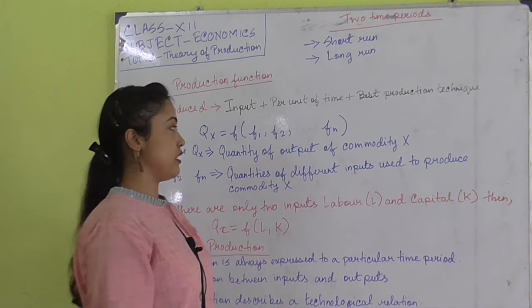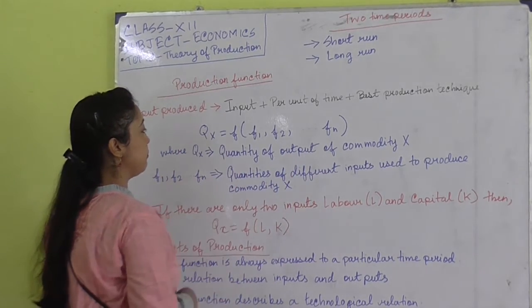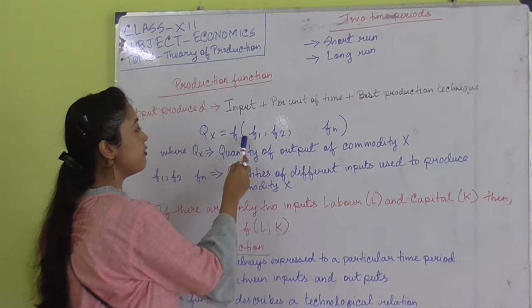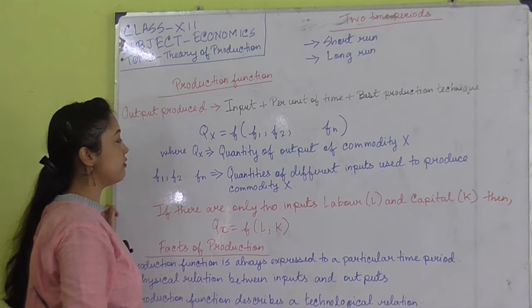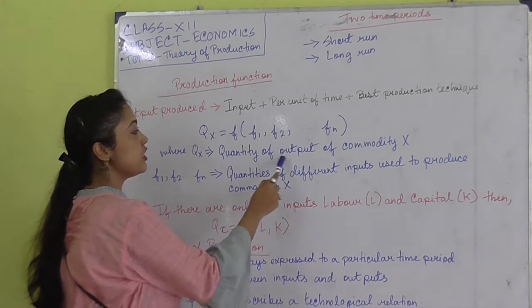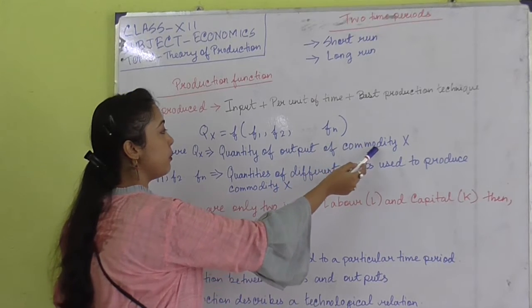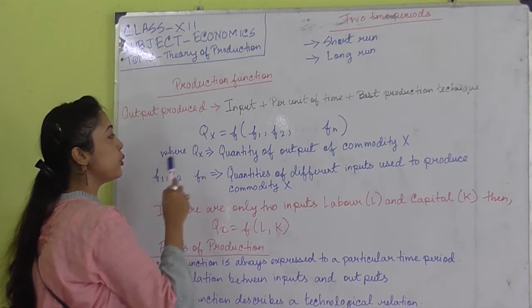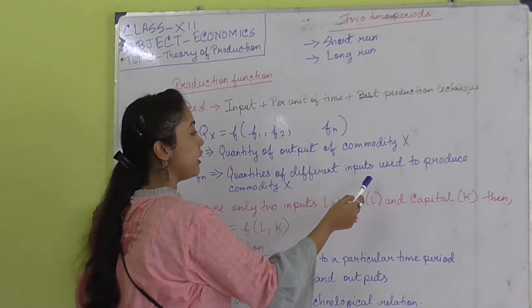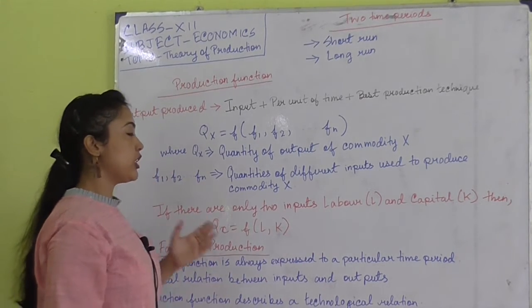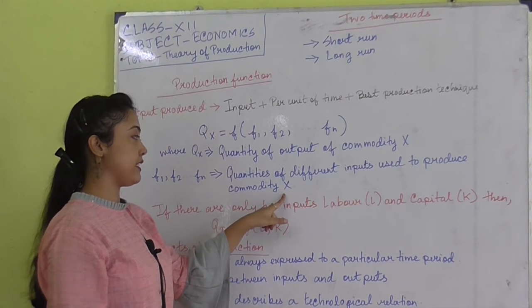Now this is the algebraic equation of the production function, that is Qx is equal to f(F1, F2, up to Fn). This is the algebraic equation of the production function. Here Qx is the quantity of output of commodity X. F1, F2 up to Fn are the quantities of different inputs which are used in the production process to produce the commodity X.